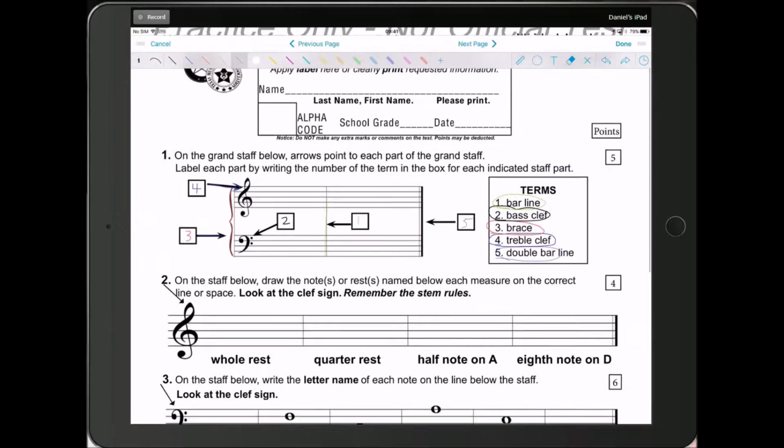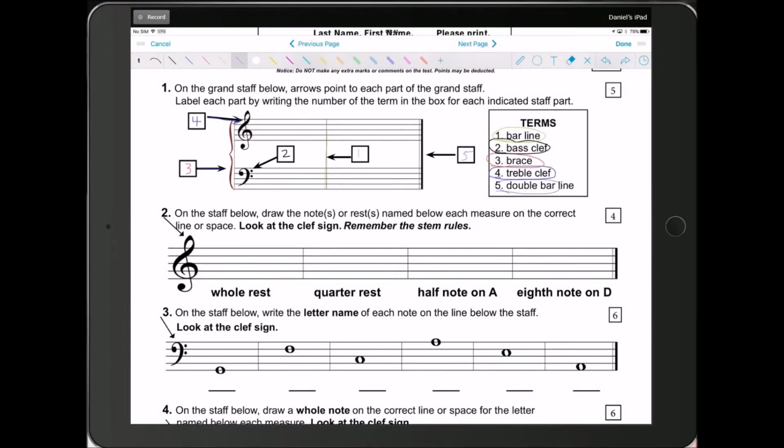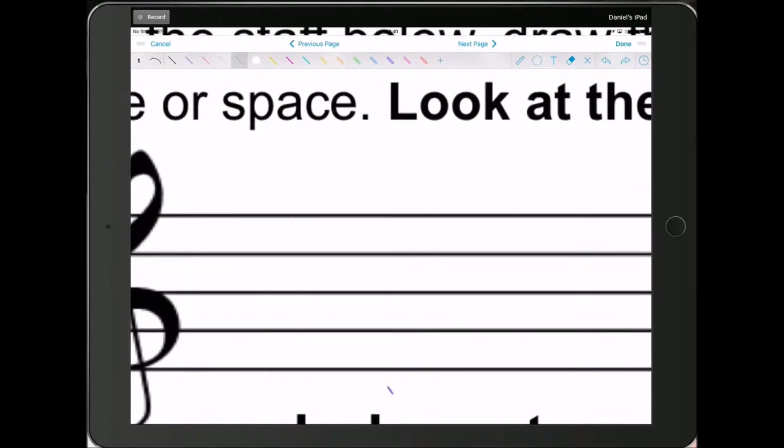Alright, number 2. It says, on the staff below, draw the notes or rests named below each measure on the correct line or space. Look at the clef sign. Remember the stem rules. Okay, so let's talk about rests first. I'm just going to use this space right here to talk about different types of rests. Now, we have 4 different types of rests that you should know. The first one you should know is the 8th rest. I'm going to go from smallest to biggest. The 8th rest looks like this.